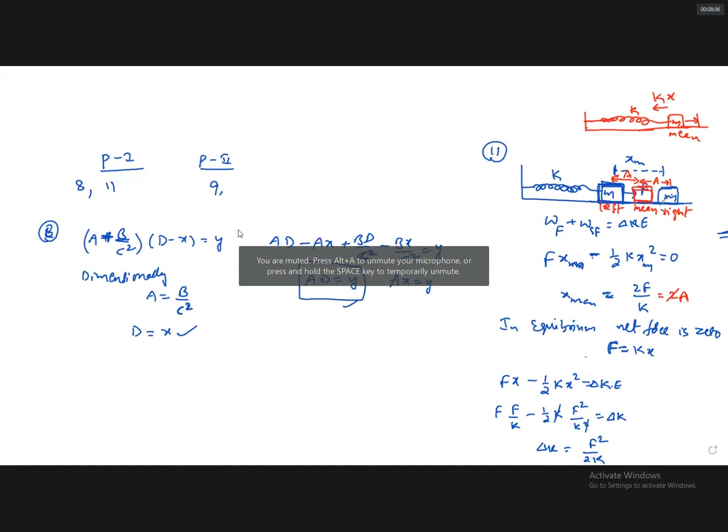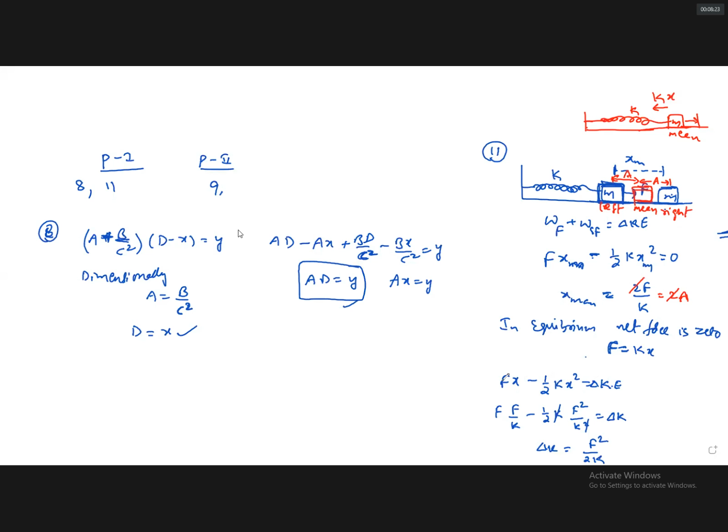Therefore, restoring force is equal to minus kx. From that, we get the time period of oscillation as 2 pi root over m by k. The amplitude of oscillation we get as F by k. And in equilibrium, net force is 0. Therefore, applied force F is equal to kx.